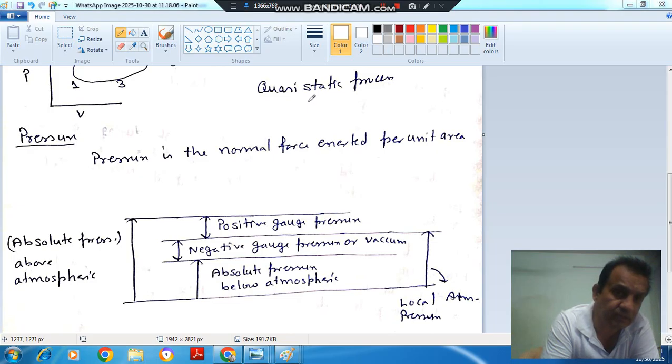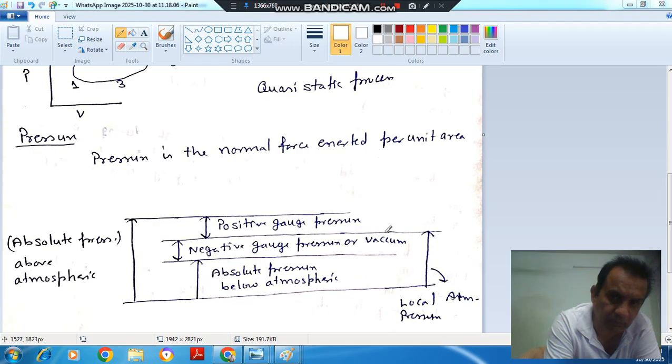The next definition in the subject is pressure. Pressure is the normal force exerted per unit area. Here, suppose this line represents local atmospheric pressure. Now if the pressure of any system is represented by this line, then this would be called positive gauge pressure, and this is the absolute pressure above atmosphere, and this is the zero line.